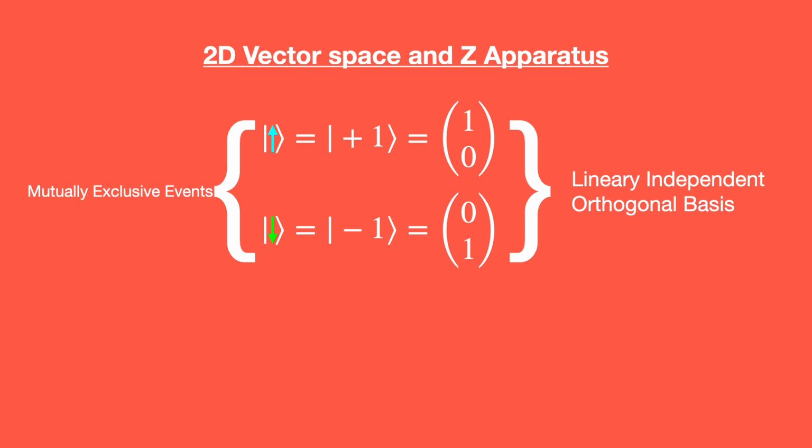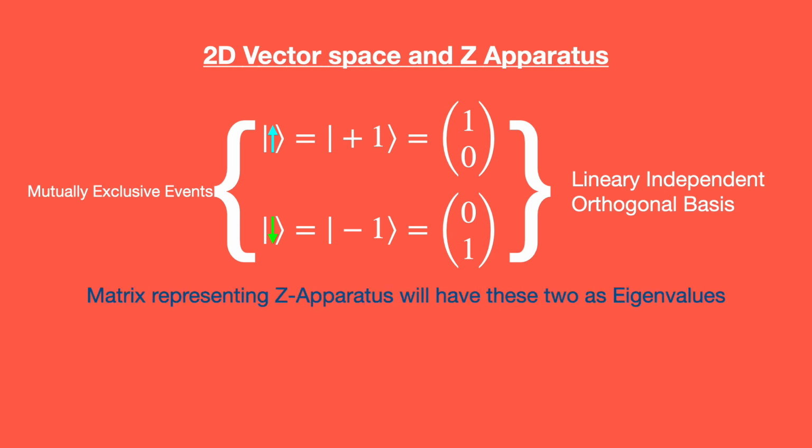However, these two states, the way I've represented them as column vectors, you can check for yourself that the dot product of these two turns out to be 0. And in that sense, these two states are orthogonal to each other. Now, with these two as our choice for the basis, I can now represent the z apparatus as a matrix, in particular as a 2x2 matrix, in the form that we've written on the slide.